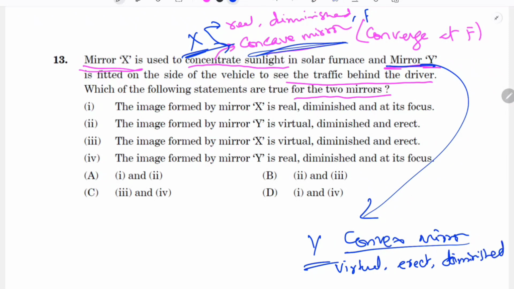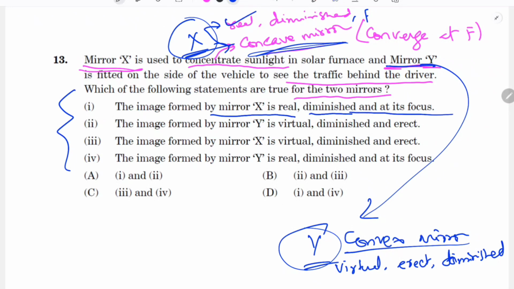X and Y, now we are clear. X, these are the properties, Y, these are what. So here we are having the 4 options. You have to read the 4 options and identify the correct one. So the image formed by mirror X is real. Yes, it is real, diminished and at focus. Yes, all this is true for X. And the second point here is the image formed by Y is virtual. Yes, virtual, diminished, erect. Yes.